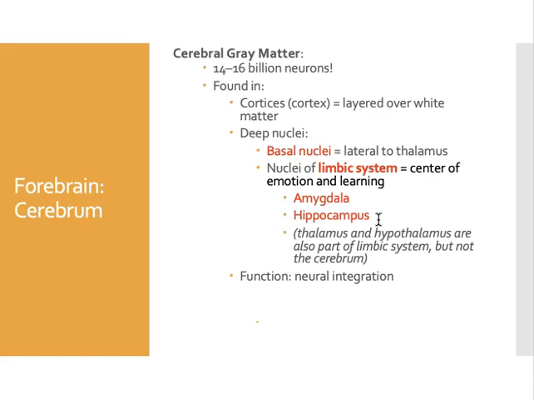But together, they are part of the forebrain. So the entire limbic system is found in the forebrain. And again, that makes sense because the forebrain is a division based on function. Within the forebrain, the cerebrum is going to be involved in neural integration.